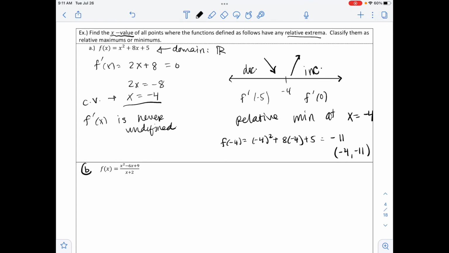The next one right below this is B, and I'm going to circle that one, and we will look at that one together in class.